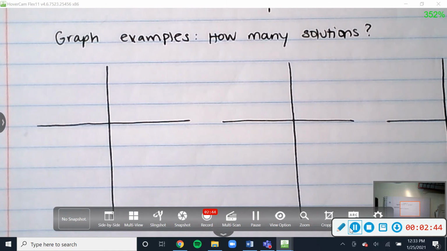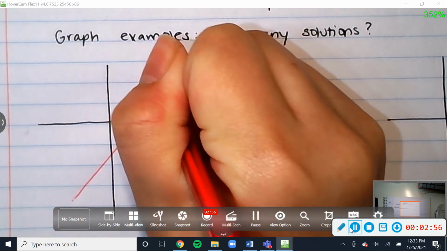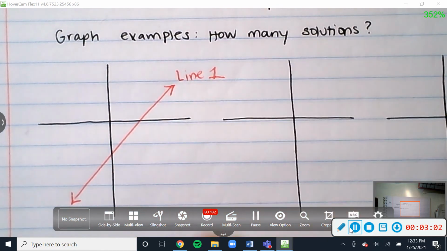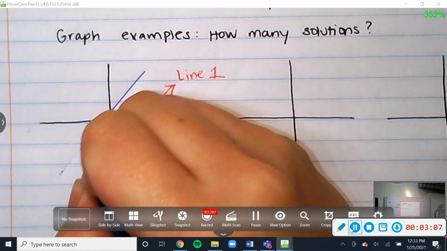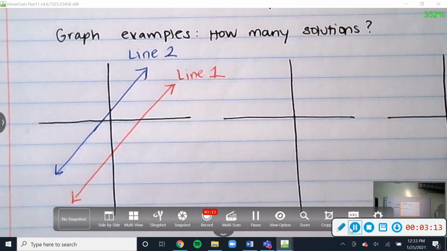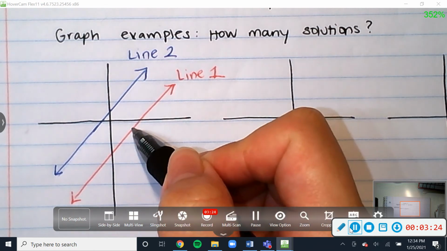So I'm going to be using two colors here to represent two different lines or two different equations. So line number one, we are going to use red. I'm just going to sketch a picture right here so that we can visualize it. It doesn't need to be perfect. So this is line one, right here. I am also going to sketch my second equation, or my second line, in blue, right here. This is line 2. So obviously this is just a rough sketch, but you can see that both of these lines are on the same graph. This would be called a system of equations, and these are actually parallel to each other.